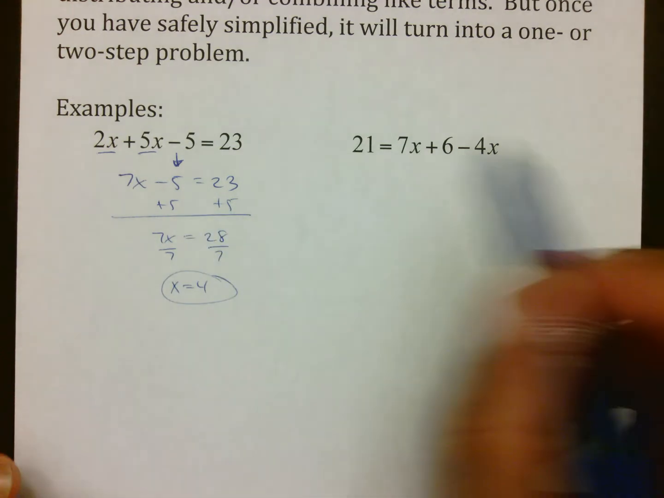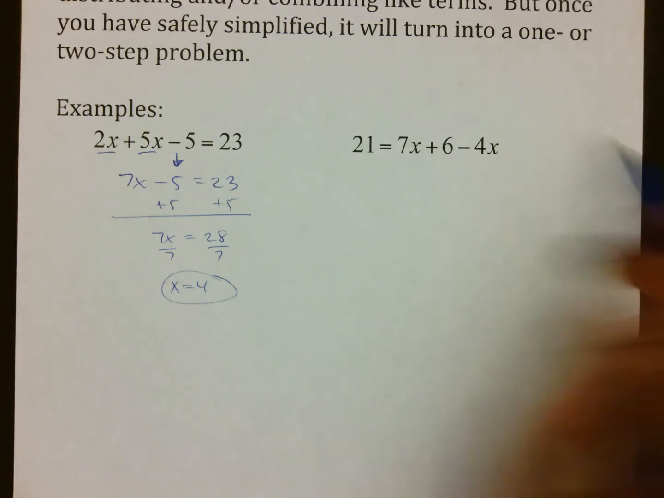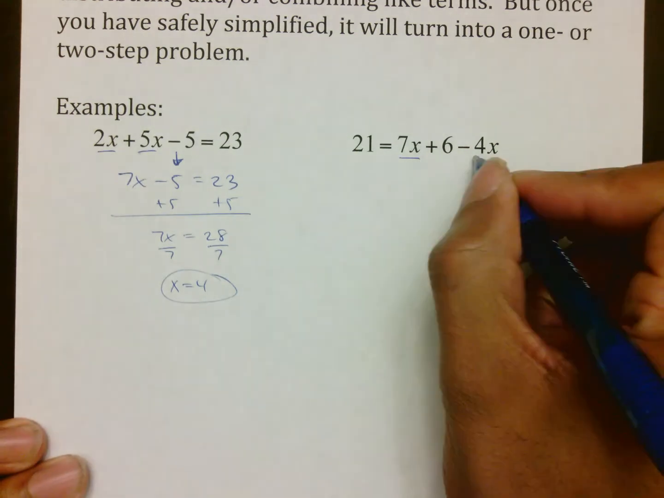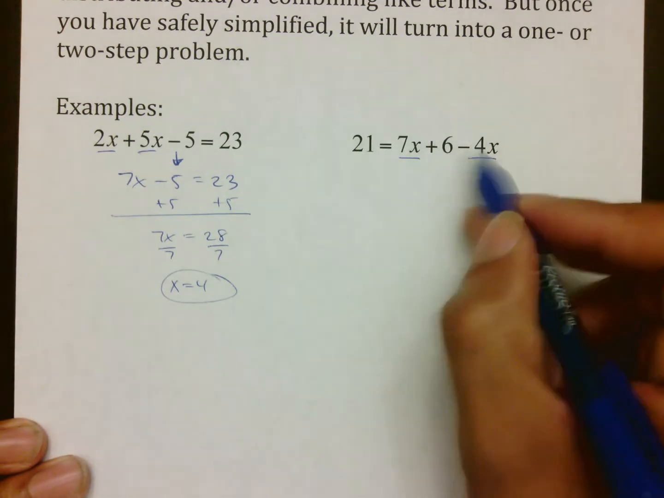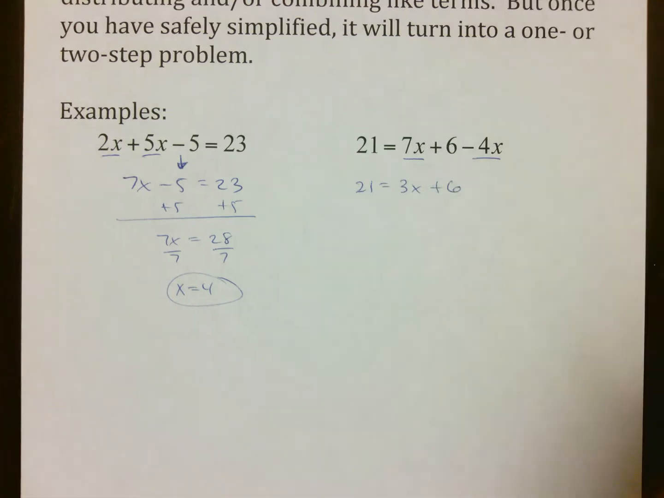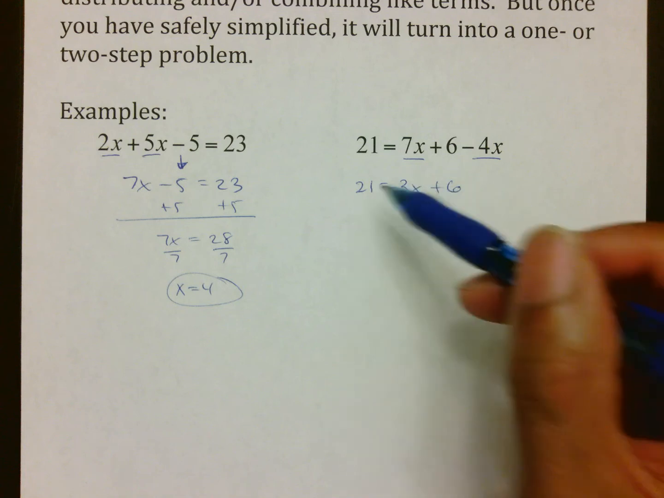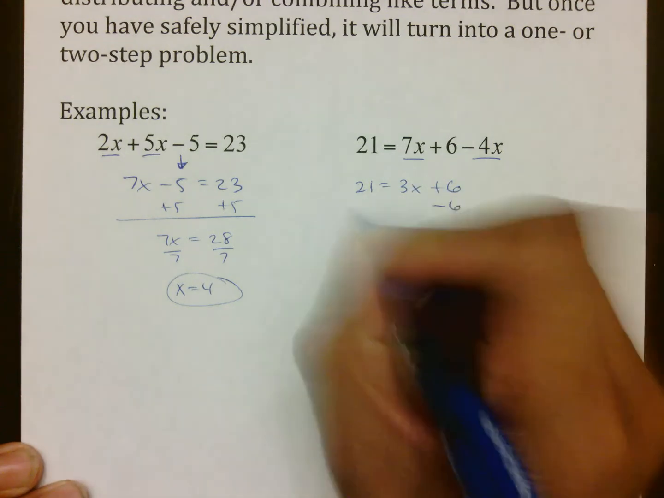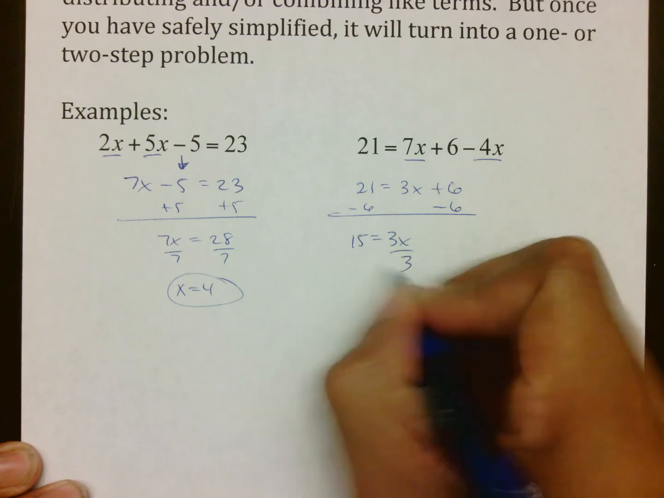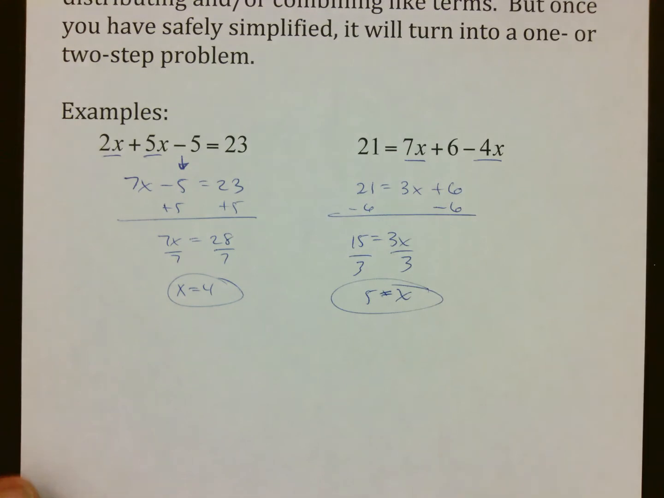Same thing on this one. 21 equals 7x plus 6 minus 4x. Well, the left side is simplified because it's just a constant, but the right side has a 7x and a negative 4x, which you can put together to make 21 equals 3x plus 6. Once again, once I get down to where we have an x, a constant, equals a number, I am home. I subtract 6 from both sides. I get 15 equals 3x. I divide by 3, getting the answer of 5 equals x, and that is where we are.